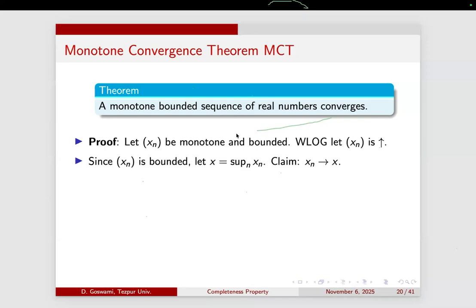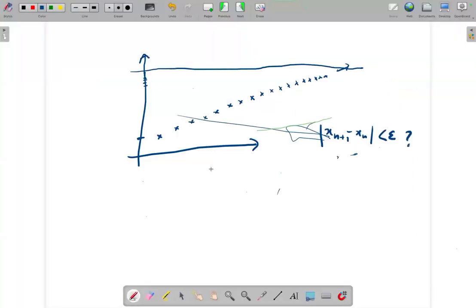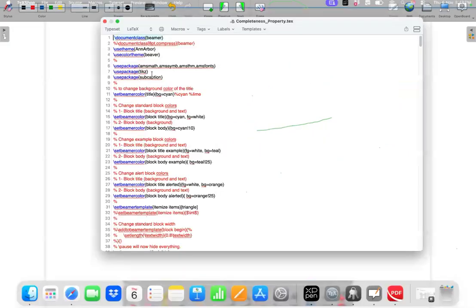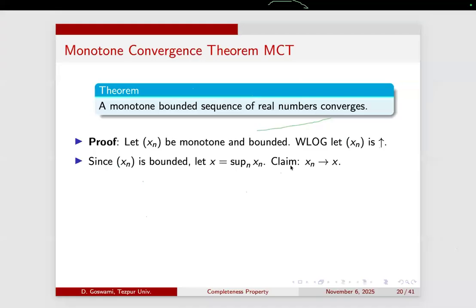So if it is increasing, it's bounded above. So I should have a supremum. Let X be the supremum. And it is an obvious choice for us from this picture. From this picture, if this is a supremum that my sequence cannot go beyond, then most probably this is the limit. Okay. So that's what I claim, x_n converges to X. That's a very simple idea.